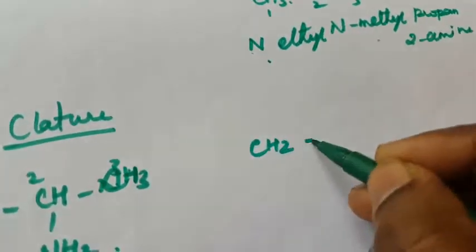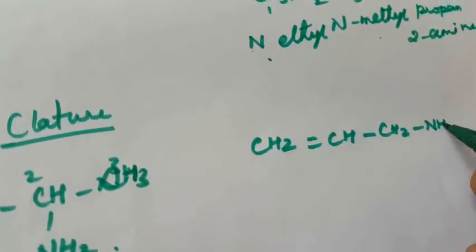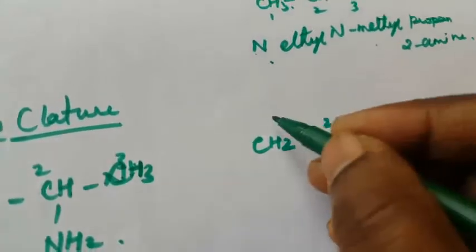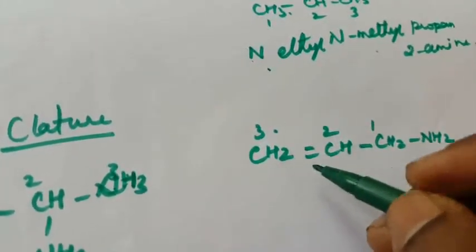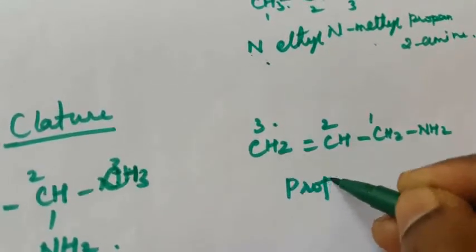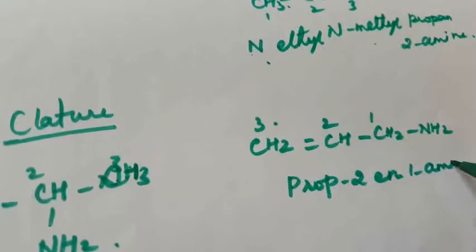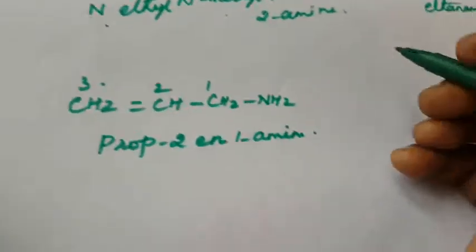here CH2 double bond CH, CH2, NH2. So here 1, 2, 3. Okay. So how to write the name? 3 carbon means what is the root word? Prop. 2-ene, 1-amine.